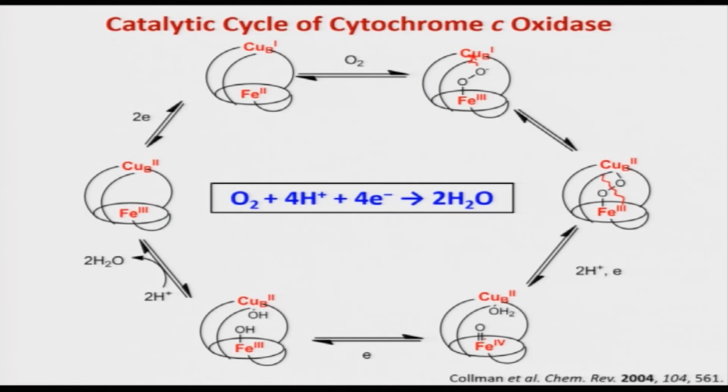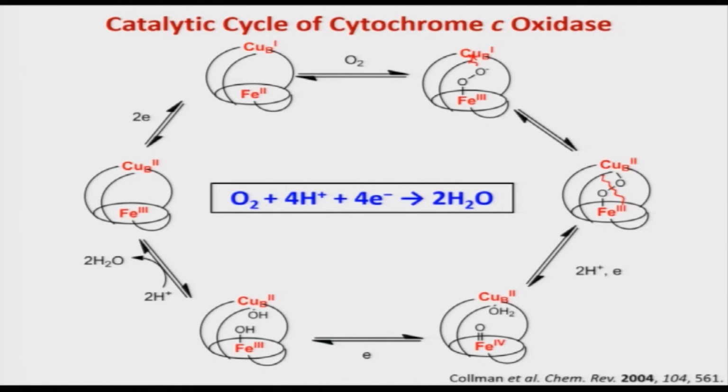iron 4 oxo and copper OH2, and then after 1 electron reduction, this iron 4 oxo is converted to iron 3 OH, and this then reacts with 2 H plus, which would convert to 2 molecules of water and gives rise to the iron 3 copper 2 fully oxidized species, which will be reduced by 2 electrons, gives rise to this iron 2 copper 1, and which is now again ready to bind dioxygen and start the catalytic process once again.